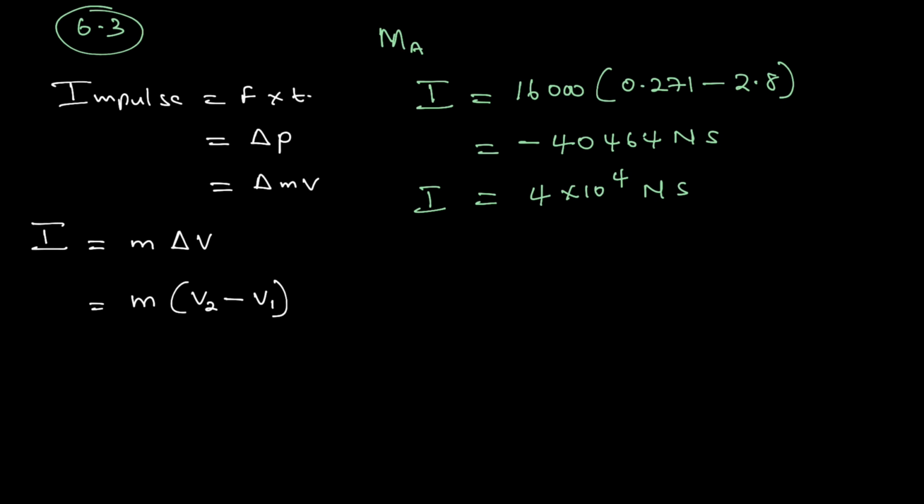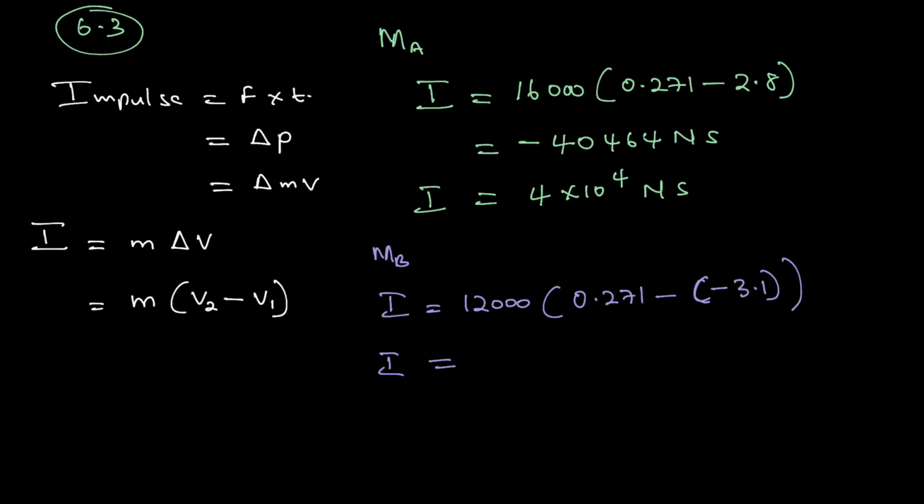If we do the same for B, so the mass of B, the impulse would be 12,000 into bracket final velocity, which is 0.271 minus the minus 3.1. So let's just make sure we write that clearly, and that will give an impulse of 12,000 into bracket 3.371. But don't forget this is going to be plus now, and that gives again 4 times 10 to the power 4 newton seconds. So that's the impulse we're looking for.